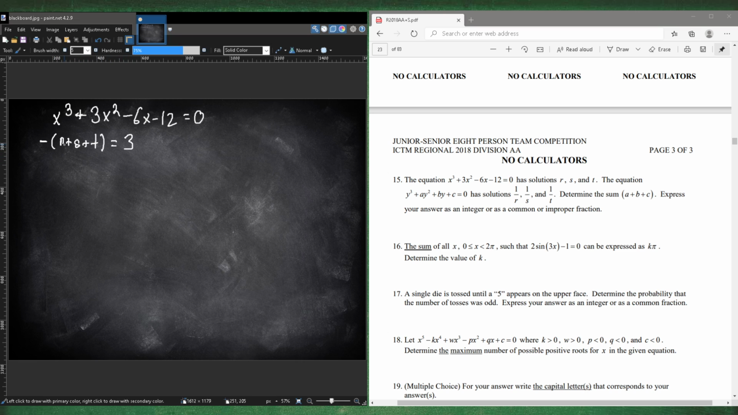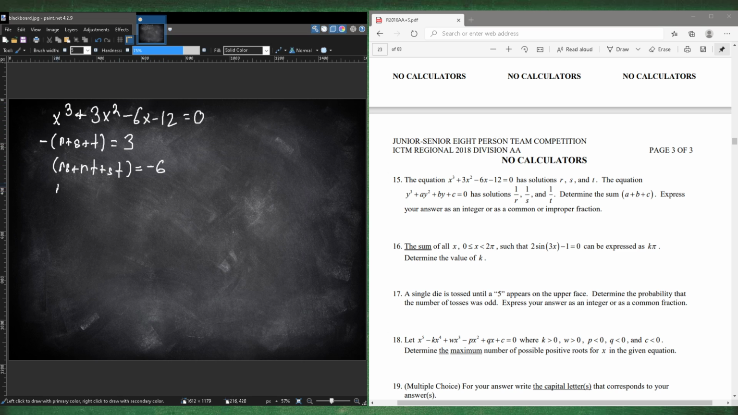And now we can work on this one, which is negative 6. So then we have the sum of the product of each of the two, so r and s plus r and t plus s and t. If you multiply them together, that should be positive, so this is negative 6 for a coefficient here.